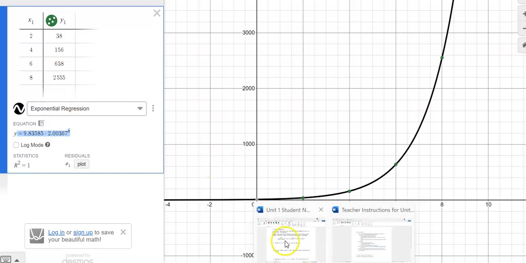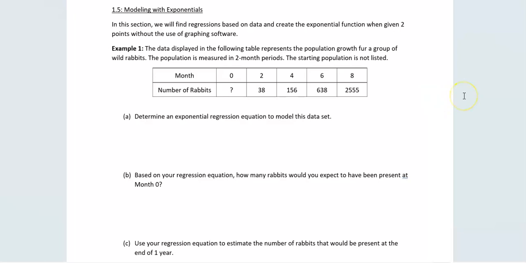So let's come back to our paper. The regression is y equals 9.836 times 2.004 to the x. That's it. X is the number of months, y is the number of rabbits.